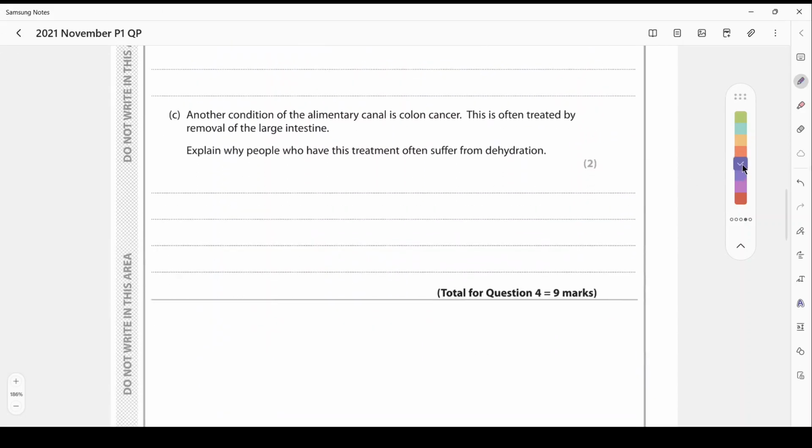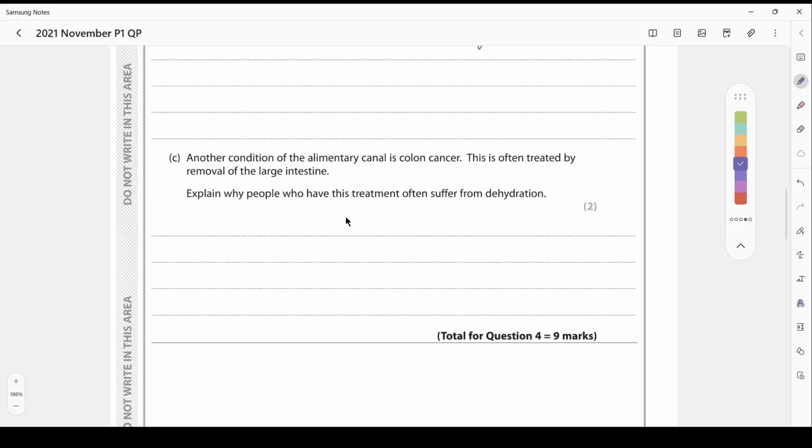Part C, it says another condition of the alimentary canal is colon cancer. This is often treated by the removal of the large intestine. Explain why some people who have this treatment often suffer from dehydration. So if a person has their large intestine removed and that causes dehydration, then that means that the large intestine must be responsible for the absorption of water. So let's write that down.